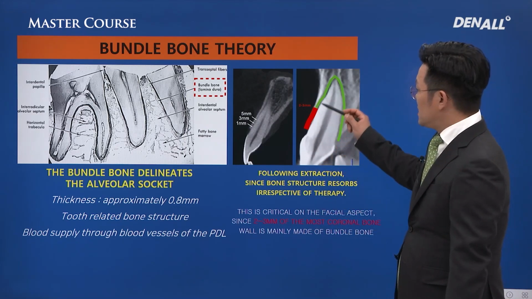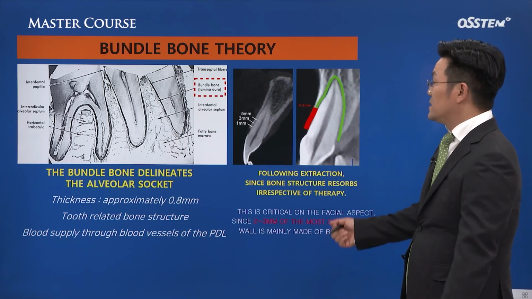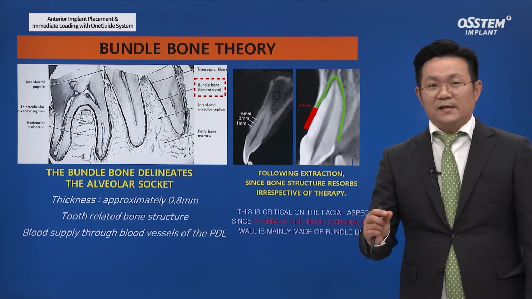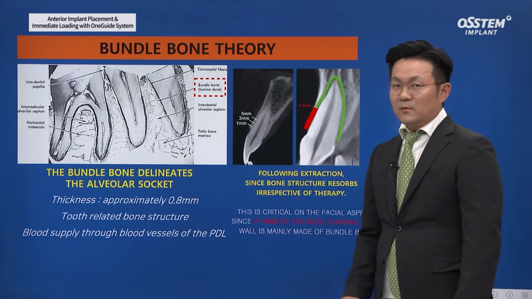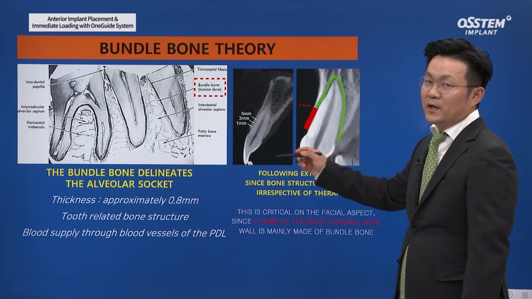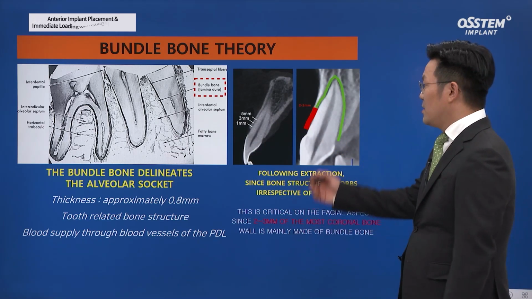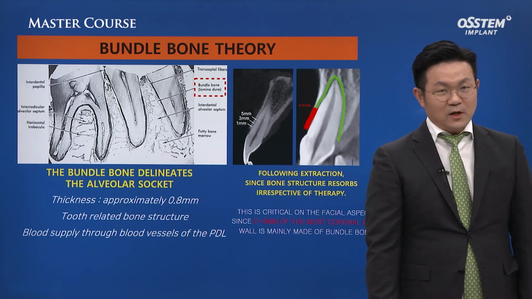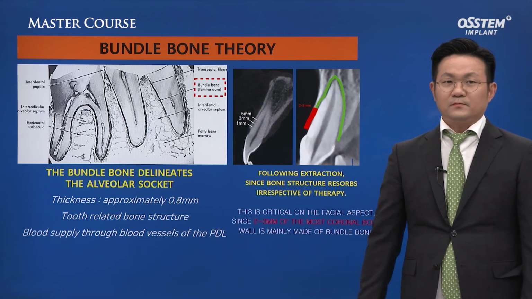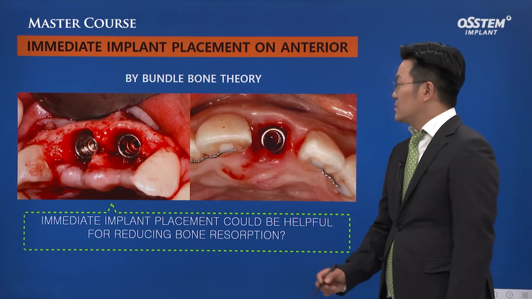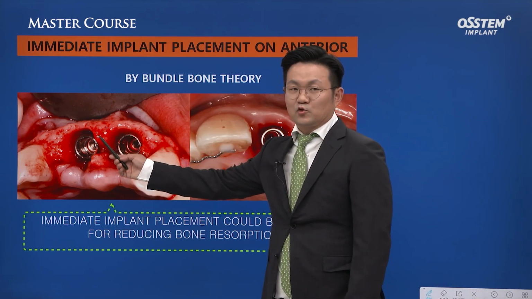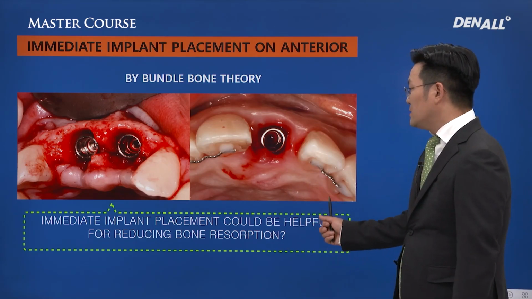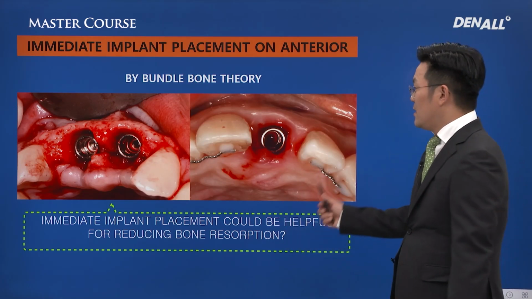This means that in thin labial bone, after tooth extraction, the blood supply cannot exist inside because it's a very thin bone. So it gets vessel supply through the PDL and is maintained, but after extraction, it also all disappears. So the thinner the bone, the more resorption you would have. And as you can see here, in the case of very thick labial bone, then it's okay. But in most cases, it's helpful to do immediate placement.